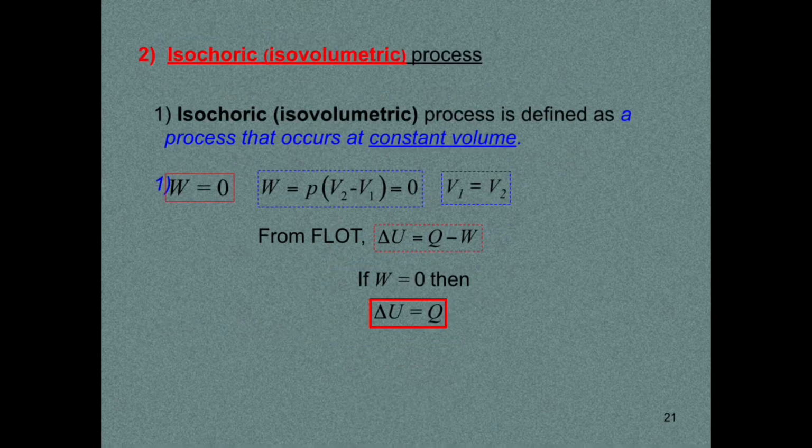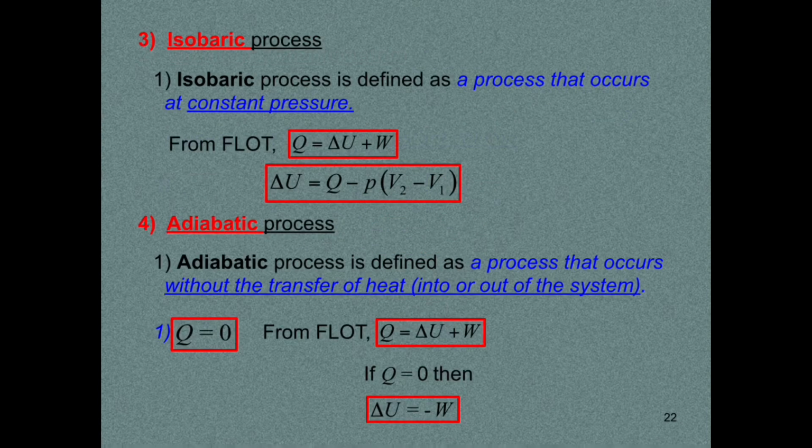Okay, the second one here is isochoric or isovolumetric process. It is defined as a process that occurs at constant volume. And for isochoric, W will be equal to 0. Why? Because V1 is equal to V2, so the change in volume is equal to 0. When we substitute into the equation where W is equal to P delta V, we will get W equals 0. So from the first law, delta U will be equal to Q only.